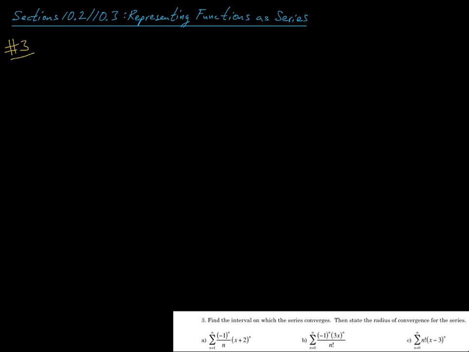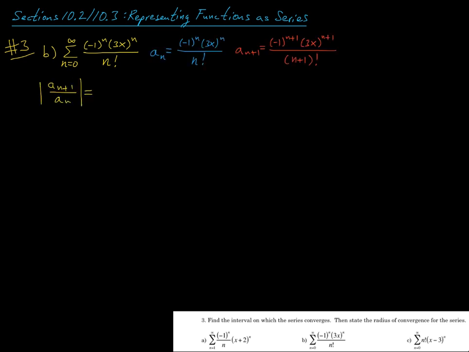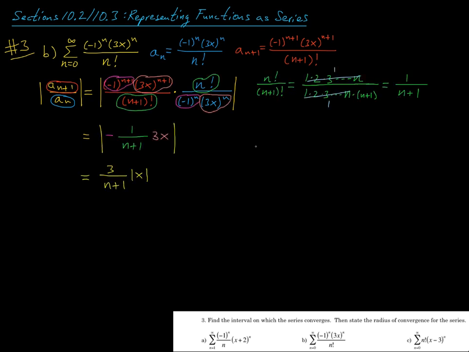Fortunately, parts B and C are a little less drawn out. Okay, so for part B, we're looking at the sum of (-1)^n times (3x)^n over n factorial. Here the sum starts at n = 0. So again, we're going to apply the ratio test. So here's a_n. Here's a_{n+1}. And so looking at this ratio, okay, I take a_{n+1}, multiply it by the reciprocal of a_n, and then simplify.